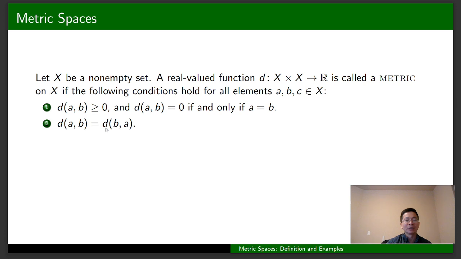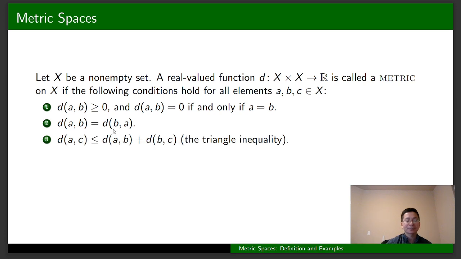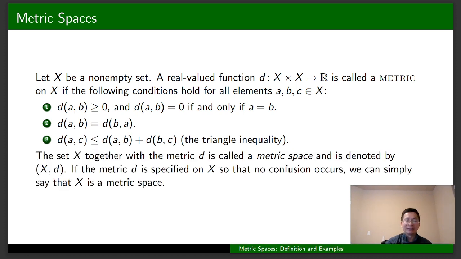D(A,B) is equal to D(B,A). And the third condition is called the triangle inequality. D(A,C) is less than or equal to D(A,B) plus D(B,C). If D is a metric on X, then the pair (X,D) is called a metric space. And if no confusion occurs, we can simply say that X is a metric space.